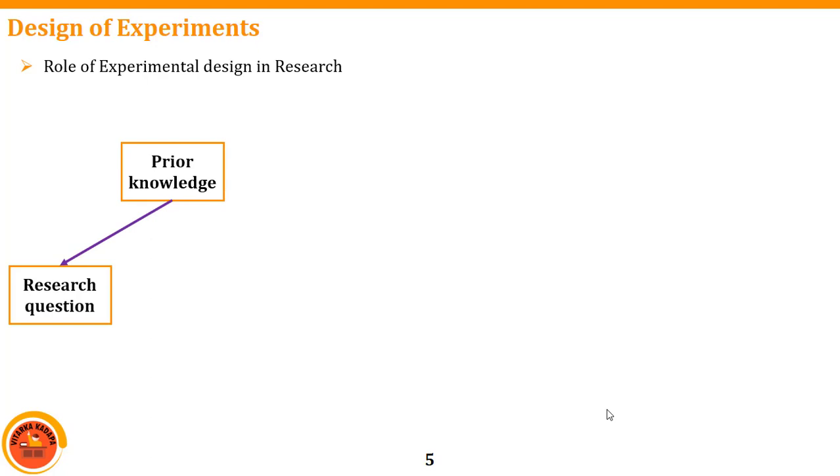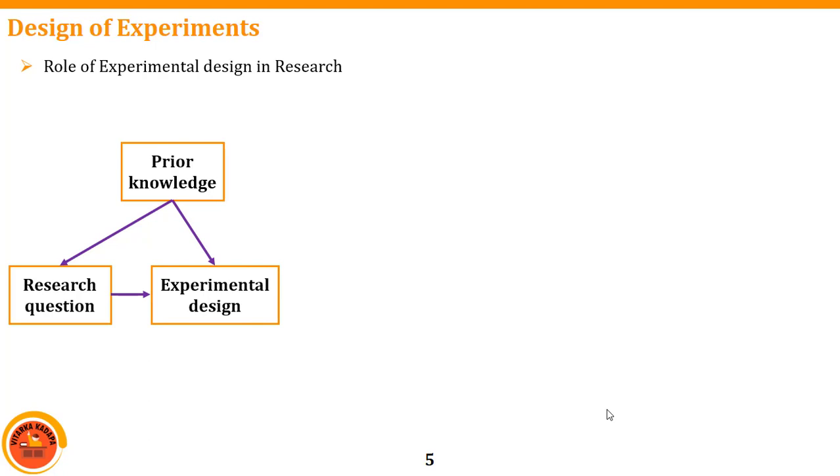You require some kind of knowledge. Suppose I am saying that tomorrow I will develop a new material which can be used for stents in heart surgeries. Yes, it is very good. But that research question talks about the prior knowledge of that material which is used for heart stents. After the research question, we have to go for experimental design.